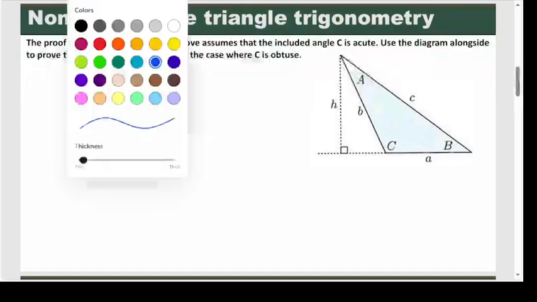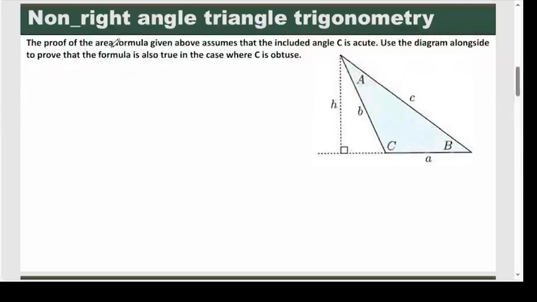So to prove it, first of all, I will write the area formula that the question gave us. The area formula says, for a non-right angle triangle, I always have B times A, the product of two sides, times sine of the angle between them, which is C here. So that's the formula.